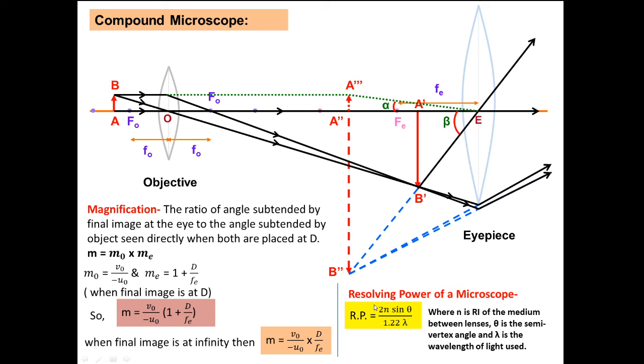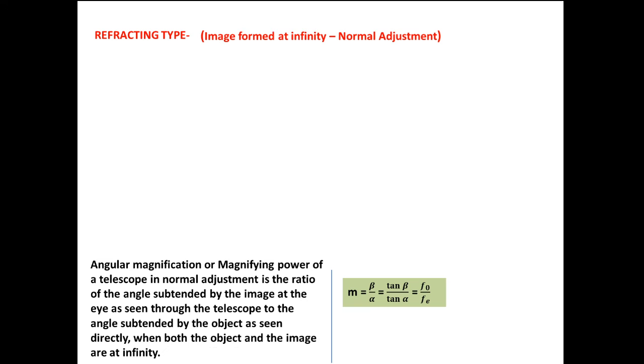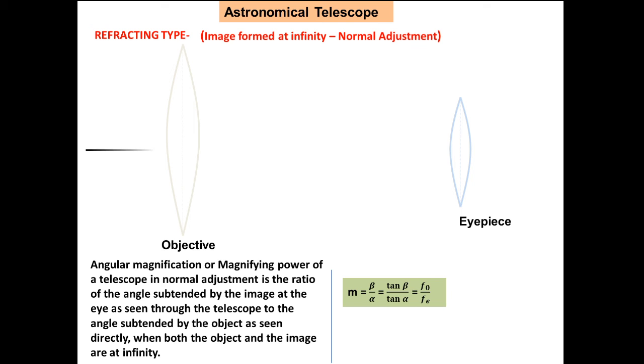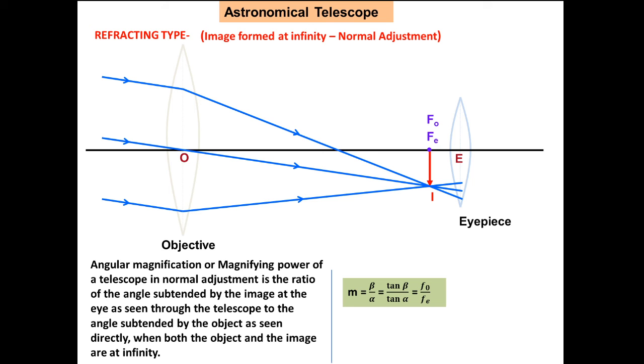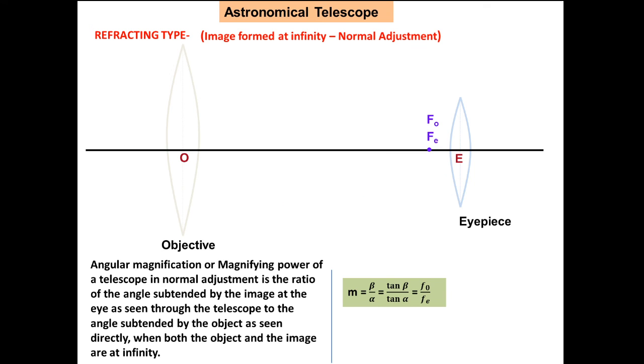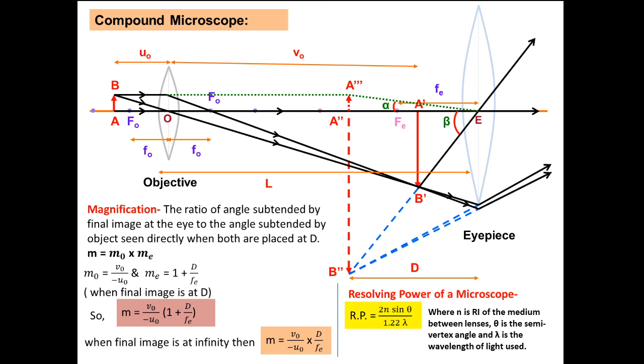as an empirical formula, resolving power is 2n sine theta by 1.22 lambda. Next is the telescope. See, it's the ray diagram. Now we can say here the objective of having, okay, beta, let us come to that part.